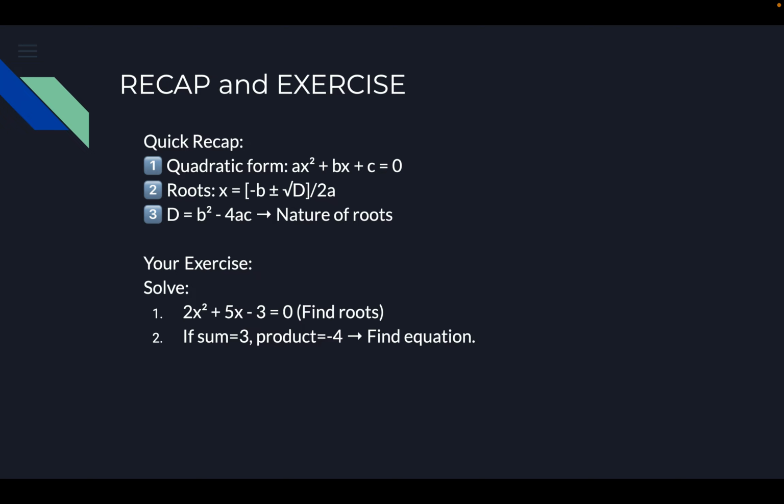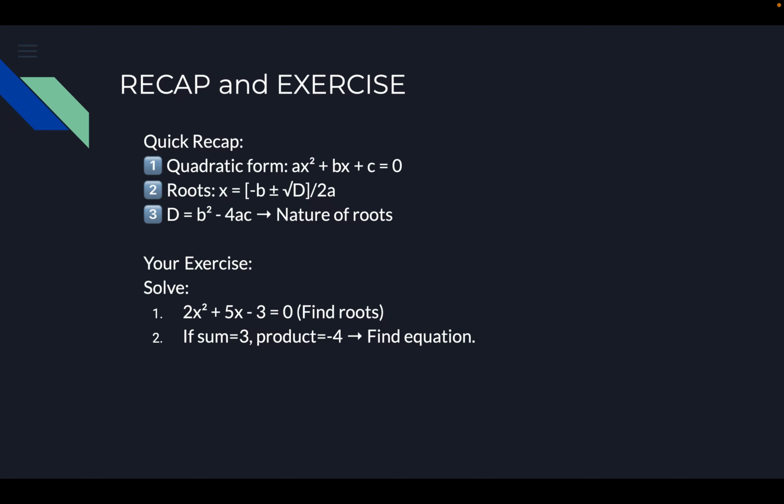Let's recap what we have learned so far. We learned that the quadratic form is ax square plus bx plus c equal to 0. And to find the roots using the quadratic formula, we have x equal to minus b plus or minus root d by 2a. And to find the nature of roots, we have the discriminant equal to b square minus 4ac.